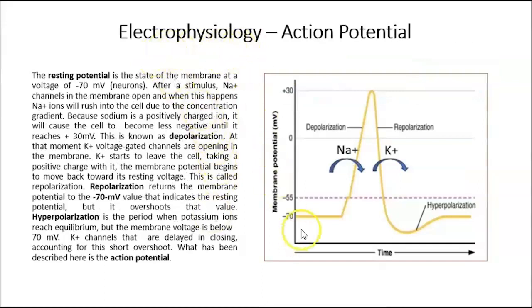Electrophysiology. Resting membrane potential. In the case of the neuron, it is negative 70. The main ions involved in this are sodium and potassium. The most important ion outside is going to be sodium. The most important inside is going to be potassium.